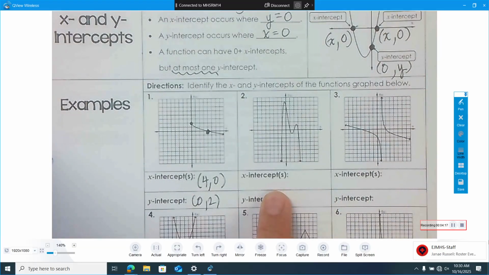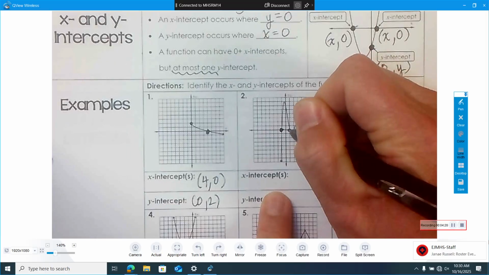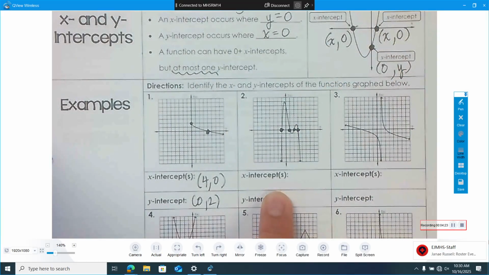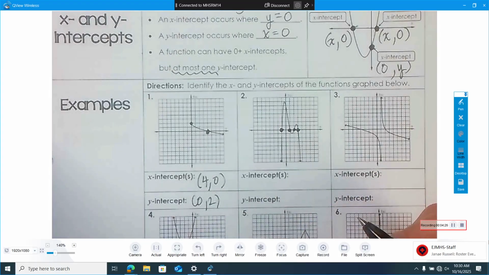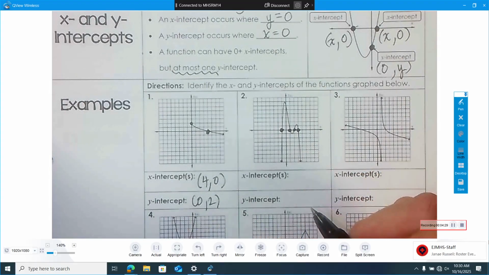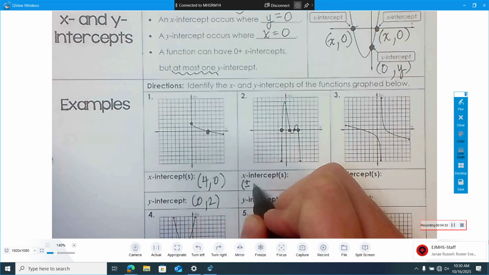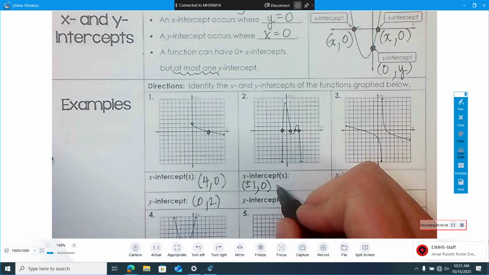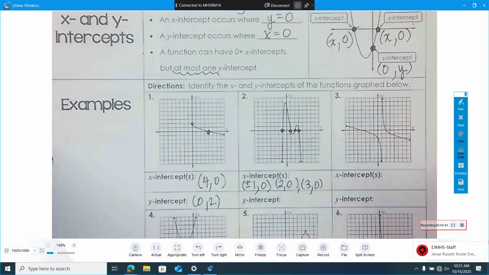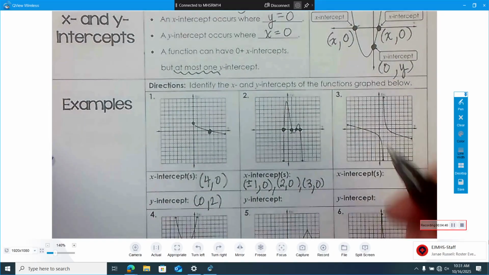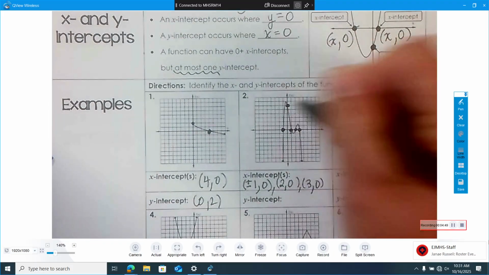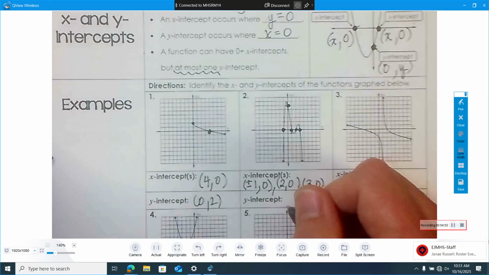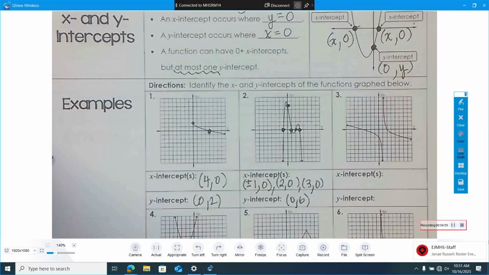How many x-intercepts do we have? 4. 1, 2, 3, 4. Really tiny right next to each other. What are all of those x-intercepts? Yeah, I think I can do plus or minus 1, 0. Since there's a positive 1 and a negative 1, I can sort of clean that up a little bit. What's another x-intercept? 2, 0, and 3, 0. Yes. Lots of x-intercepts there. 4 x-intercepts. What's our y-intercept? 6. 0, 6. Beautiful. 0, 6.